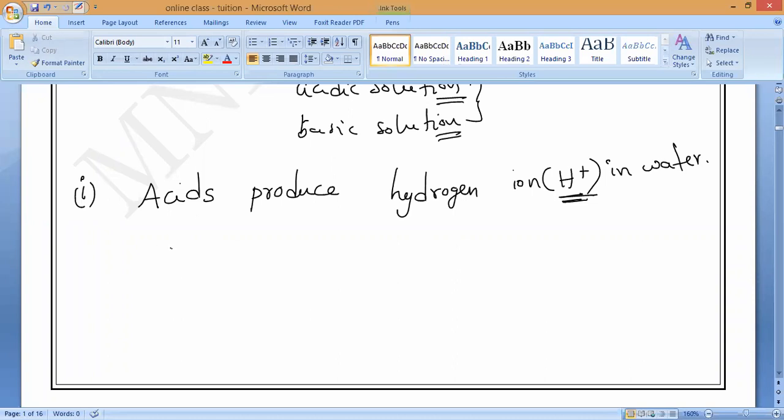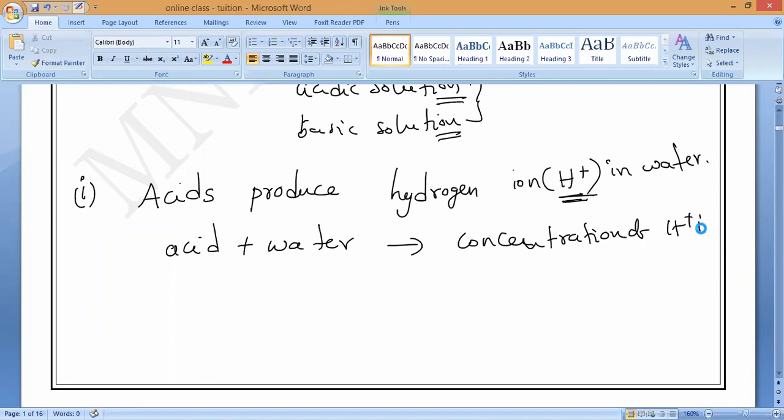So when we add acid to water, acid plus water, the concentration of H plus ions, this is one of the most important MCQs. Is the H plus ion concentration increasing or decreasing? Increases. Increases in water. That is what you have to remember. Sir, how, sir? You may remember here.